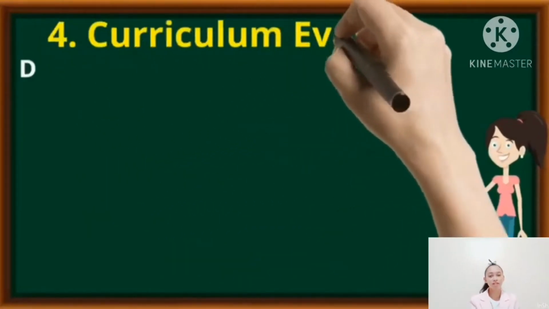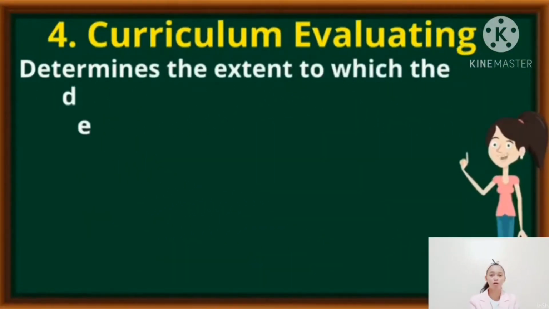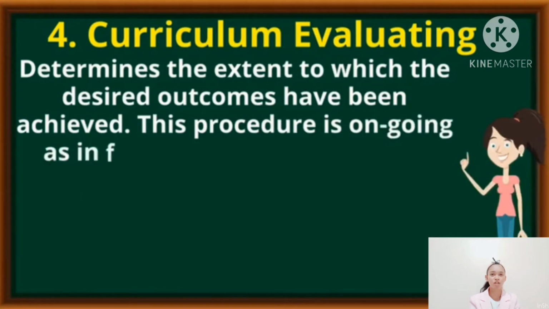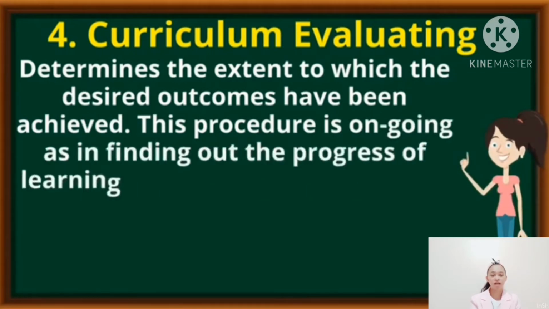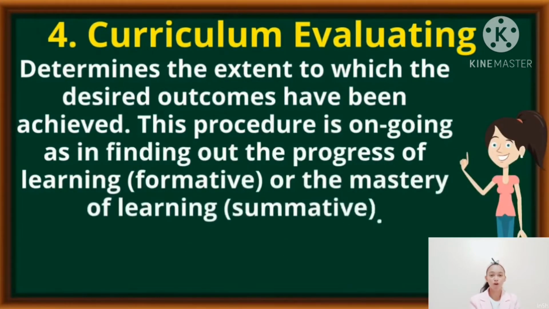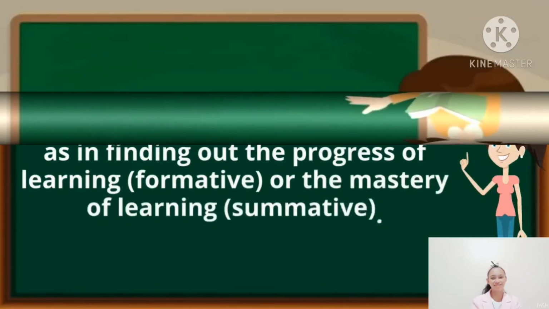So, the fourth phase of the curriculum development process is what we call curriculum evaluating. Curriculum evaluating determines the extent to which the desired outcomes have been achieved. This process is ongoing, as in finding out the progress of learning, formative, or the mastery of learning, summative. Along the way, evaluation will determine the factors that have hindered or supported the implementation. Furthermore, evaluation can help educators determine the success of their academic programs and signal efforts to improve student achievement.